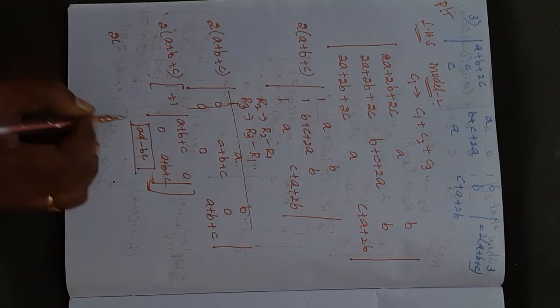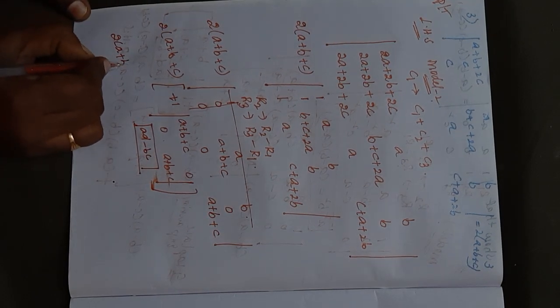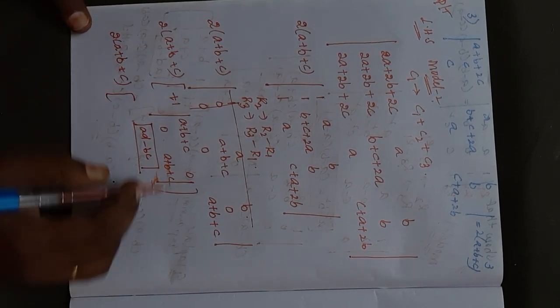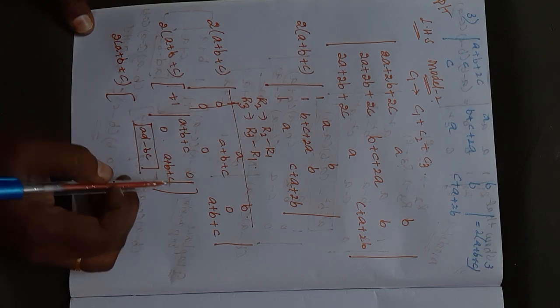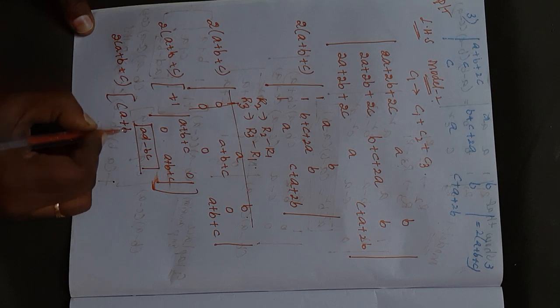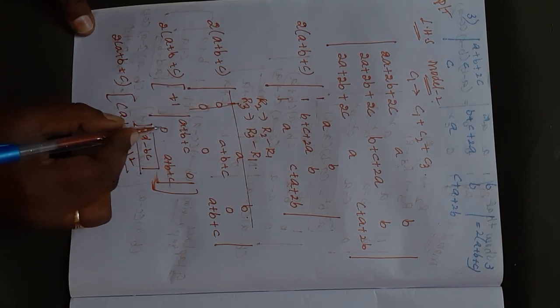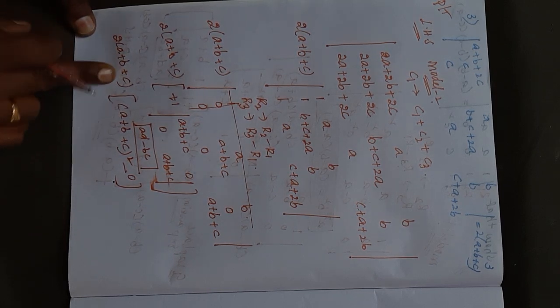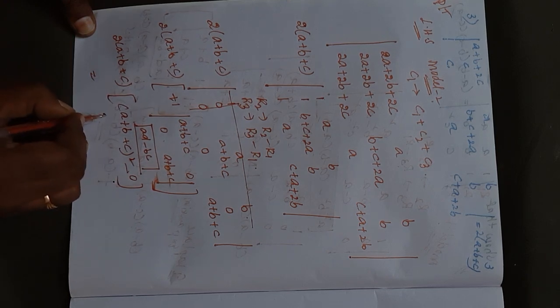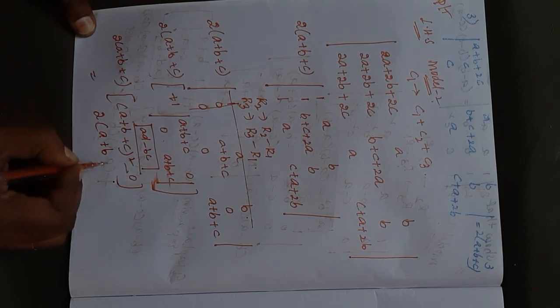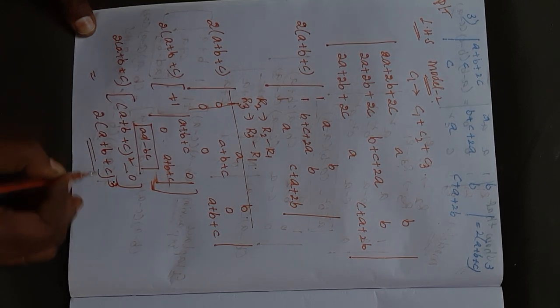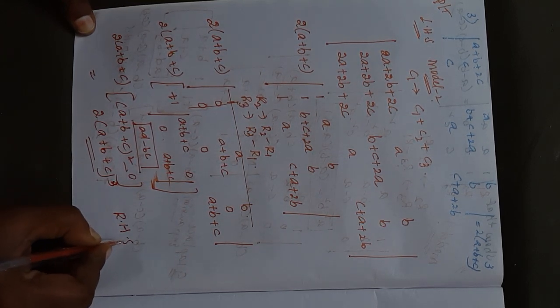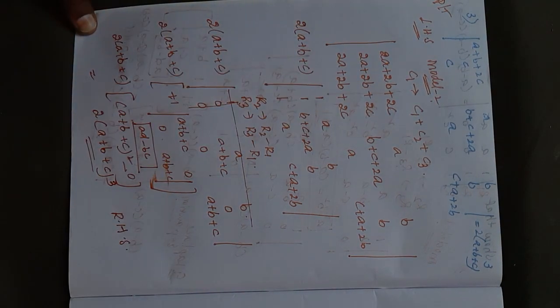సో 2 into a plus b plus c into a plus b plus c into a plus b plus c is a plus b plus c whole square minus 0 into 0 is 0. So here 2 into a plus b plus c 1 time ఉంది, ఇక్కడ 2 times ఉంది, టోటల్ 3 times ఉన్నట్టు. సో 2 into a plus b plus c whole cube, so which is equal to RHS. సో ఎల్హెచ్ఎస్ తీసుకుంటే ఆర్హెచ్ఎస్ వచ్చింది కాబట్టి హెన్స్ ప్రూవ్డ్. సో లైక్ దిస్ యూ హ్యావ్ టు డూ మోడల్ 2 ప్రాబ్లమ్స్.